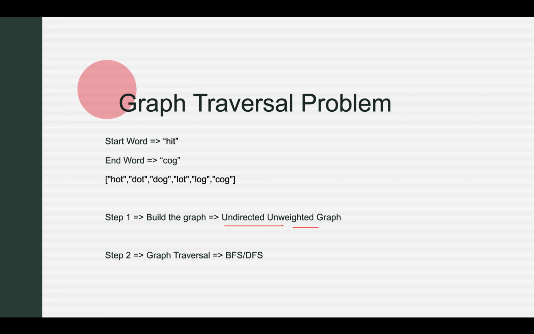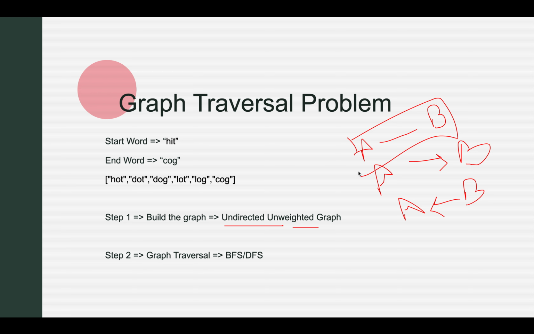What is an undirected graph? Undirected graph means when A and B nodes are connected with each other, there is no specific direction. For example, this one is a directed one. A points to B or B points to A. So there is a particular direction in which the graph flows. In an undirected graph, there is no particular direction. You can either move from A to B or from B to A. What is unweighted? There is no weight assigned on this edge. That means it's an unweighted graph.